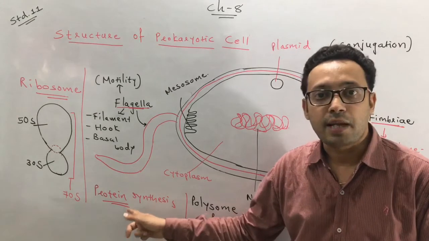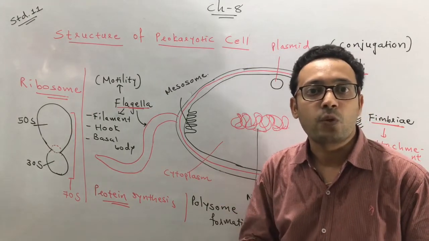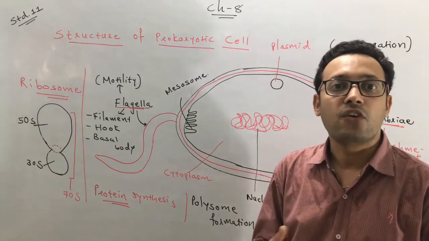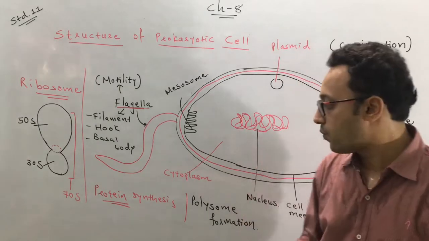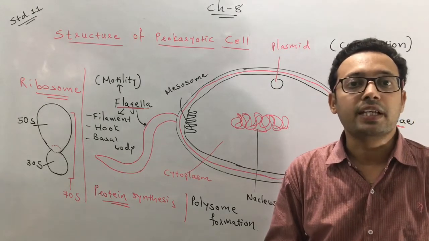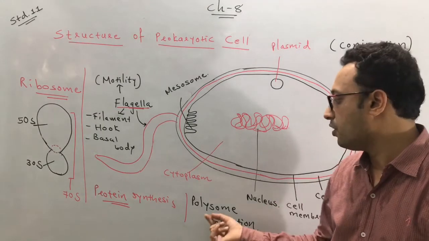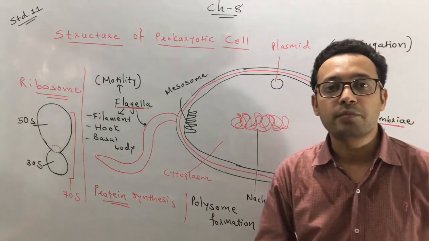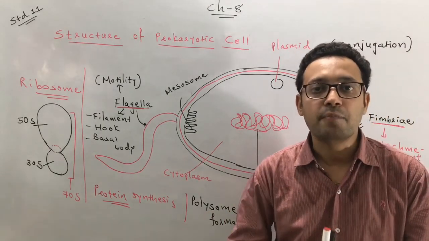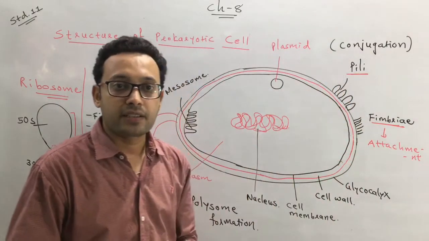Ribosomes are considered factories of protein synthesis because they provide a site and location where protein synthesis takes place. In a prokaryotic cell, mostly many ribosomes attach to a single mRNA and form polysome or polyribosome formation. That's about the components you can find in the cytoplasm of a bacterial cell.